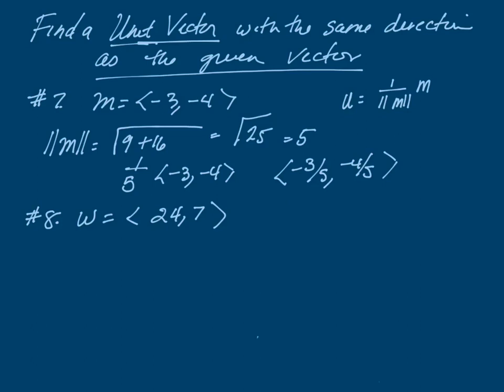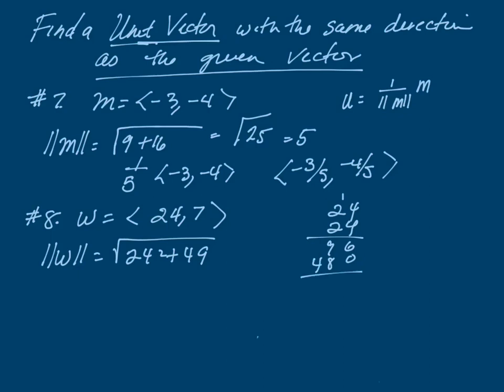Hang in there. Okay. So the magnitude of w is the square root of 24 squared plus 49. I don't know what 24 squared is. 24 squared is 576. And then 49 added to that is 625. How nice is that?